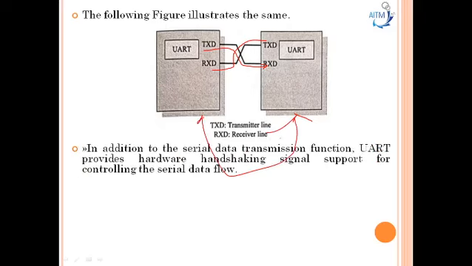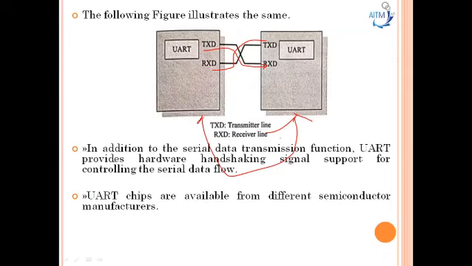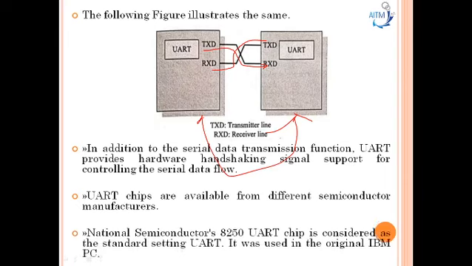In addition to the serial data transmission function, the UART provides hardware handshaking signal support for controlling the signal data flow. UART chips are available from different semiconductor manufacturers, like the National Semiconductor 8250 UART chip, which is considered the standard UART. So it was used in the original IBM PC systems here.